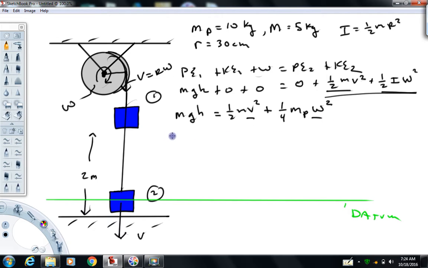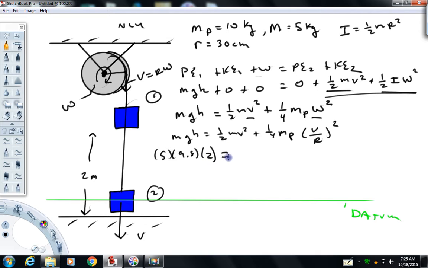So I'm going to rewrite this equation one more time. mgh equals 1/2 mv squared plus 1/4 mass of the pulley times, now this can be written v over r squared. Now, when we look this over, this only has one unknown in it, the v. I'm going to go ahead and put numerical values in this. So this mgh, and because I don't have room here, I'm going to note consistent units. This mgh is going to be 5 times 9.8 times 2 equals. Now, another thing I'm going to do is go ahead and factor this v squared out.